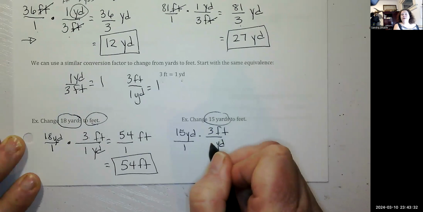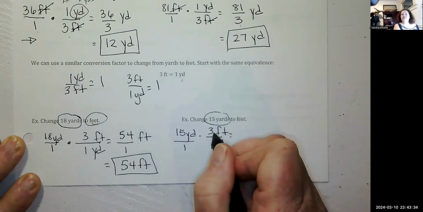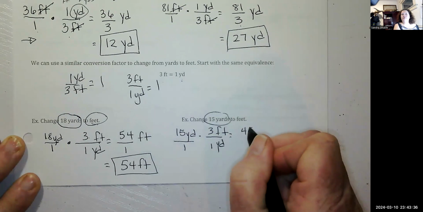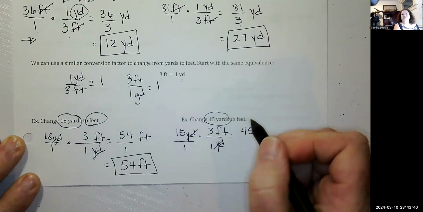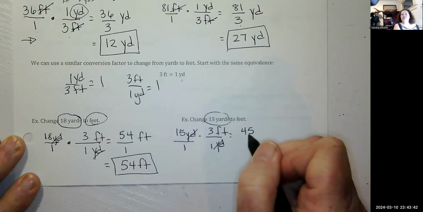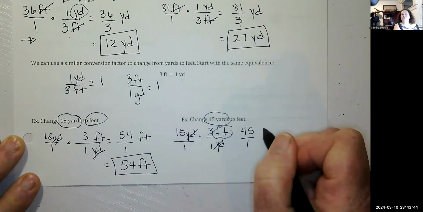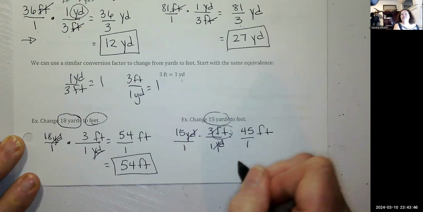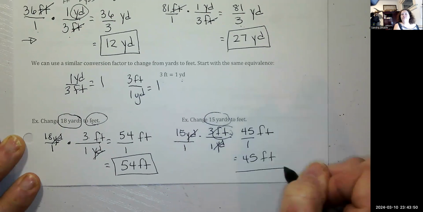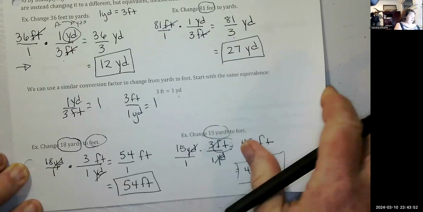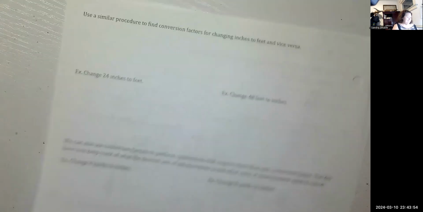Plug in my numbers, 3 and 1. Multiply straight across. 15 times 3 is 45. My yards are gone. Oh, I didn't mark up my yards over here. Sorry, y'all. And then 1 times 1 is 1. And it's in feet now. 45 divided by 1 is 45. And feet. All right. Let me know what questions you have up to this point.